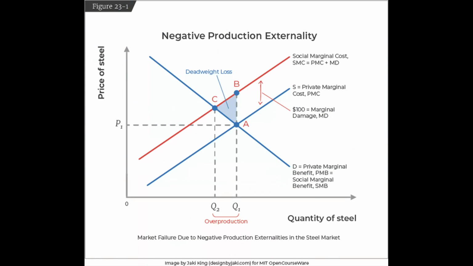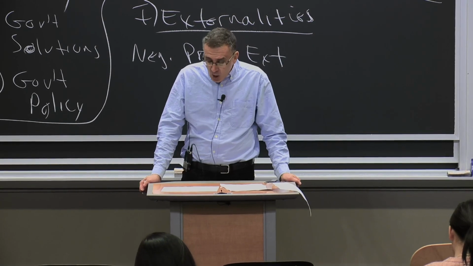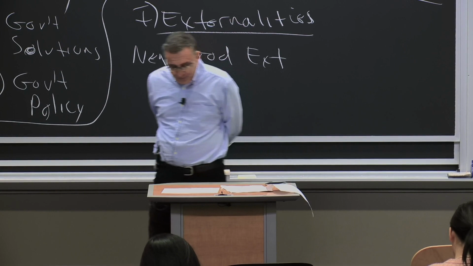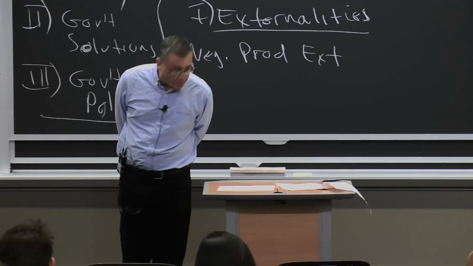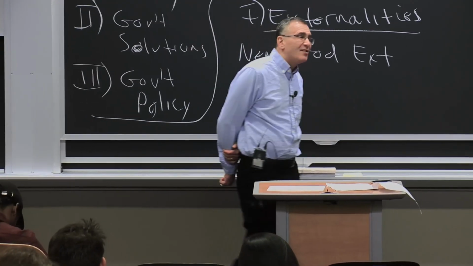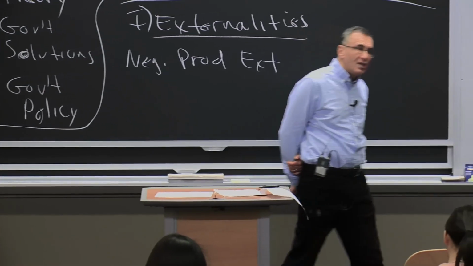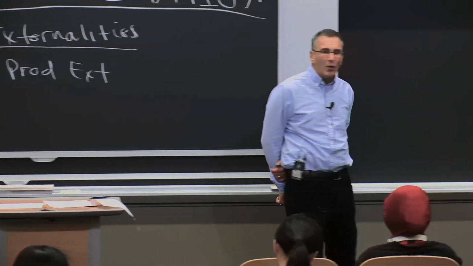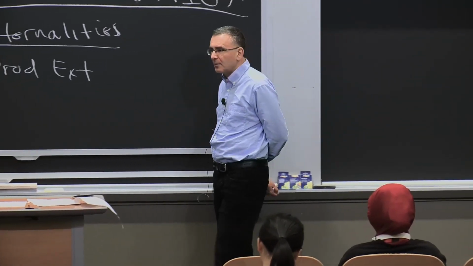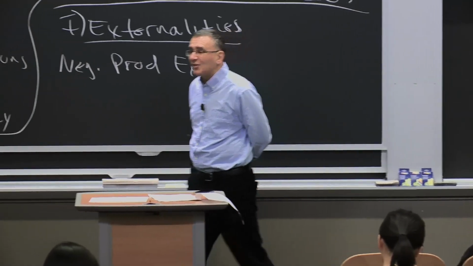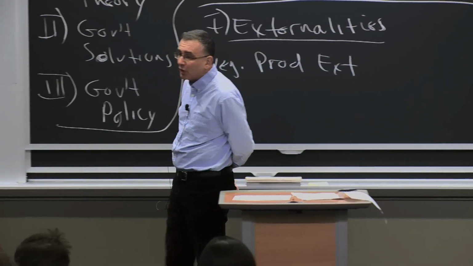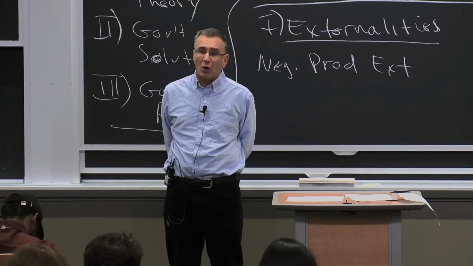Perfectly competitive market. Okay? What this misses, however, is that the supply curve is the private marginal cost. That's the cost of the machines and the building and the workers that make the steel. But we as a society don't just care about the private cost, we care about the social cost.